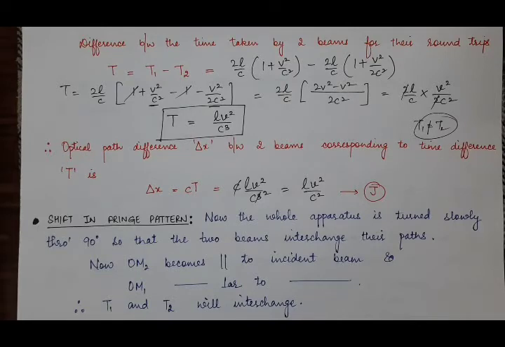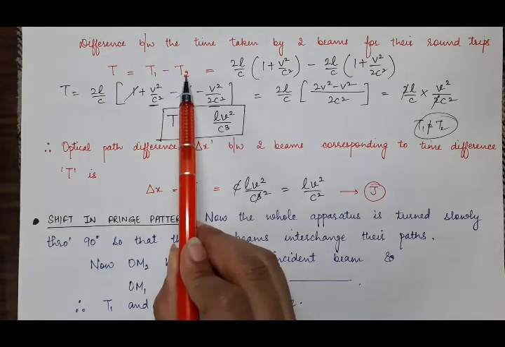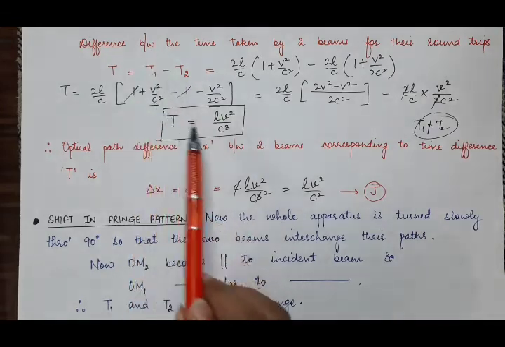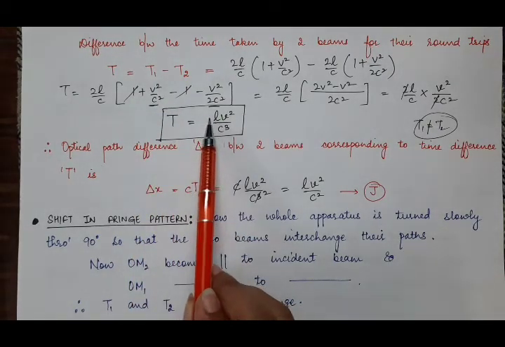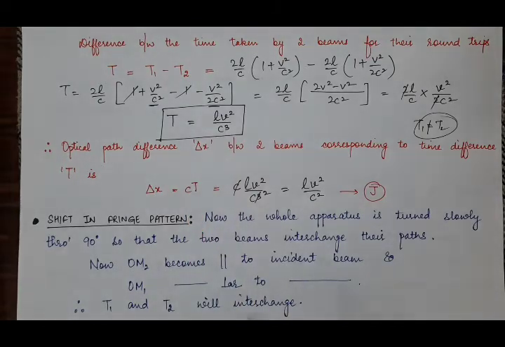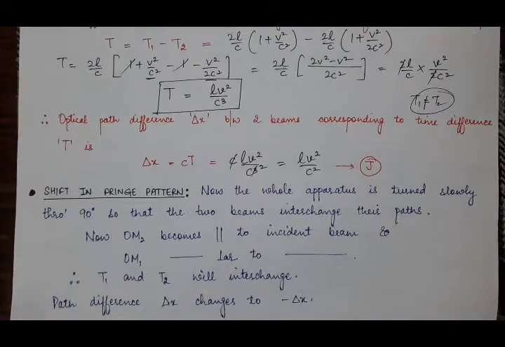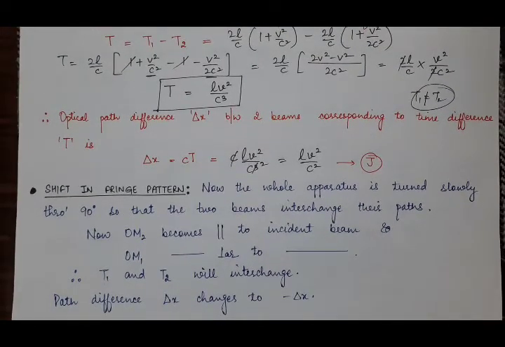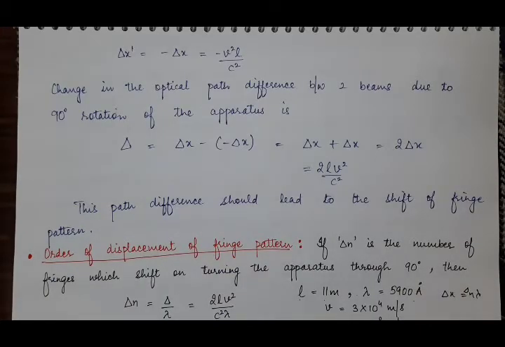It means the path difference will also interchange. This T1 will become this, and this will become this. So this time difference will become negative, minus L v square by c cube. It means this delta x will change from plus delta x to minus delta x. So now what will be the total path difference? This is the difference of the optical path difference when the whole apparatus was rotated through 90 degrees, and suppose that path difference is delta.